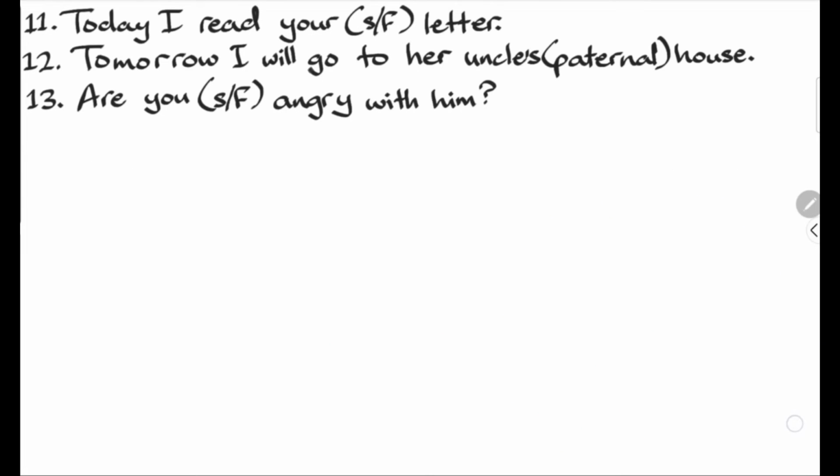Now in the 11th sentence, it says, today I read your singular female letter. Now remember that in Arabic, anything that denotes time, for example, today, tomorrow, yesterday, always comes in the end. So you have to worry about it later on. First, focus on the fi'l, which is read. Read in Arabic is qara'a. I read. That is al-fi'l al-madi. That's past tense. I read is qara'tu, on the wazn of fa'altu.